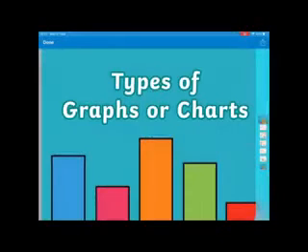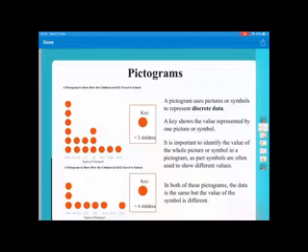Good morning, pupils. Today we're going to look at graphs. There are many types of graph, or charts. Today we are going to look at three types: pictographs, bar charts, and line graphs. Pictographs you will have come across in P1 and P2. This is where we use pictures to represent the information or data.